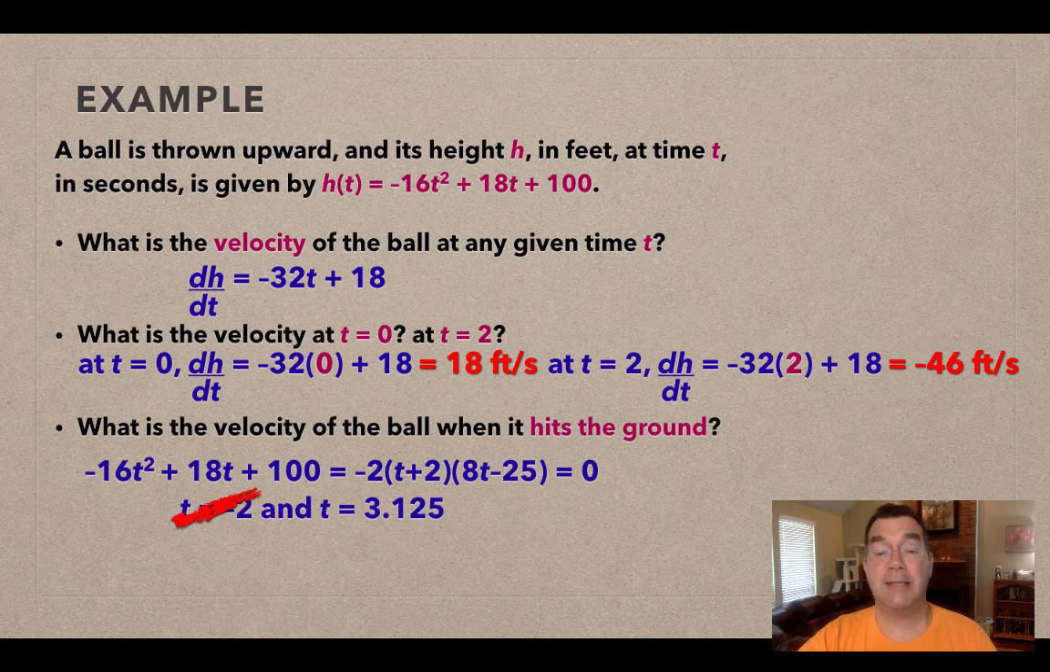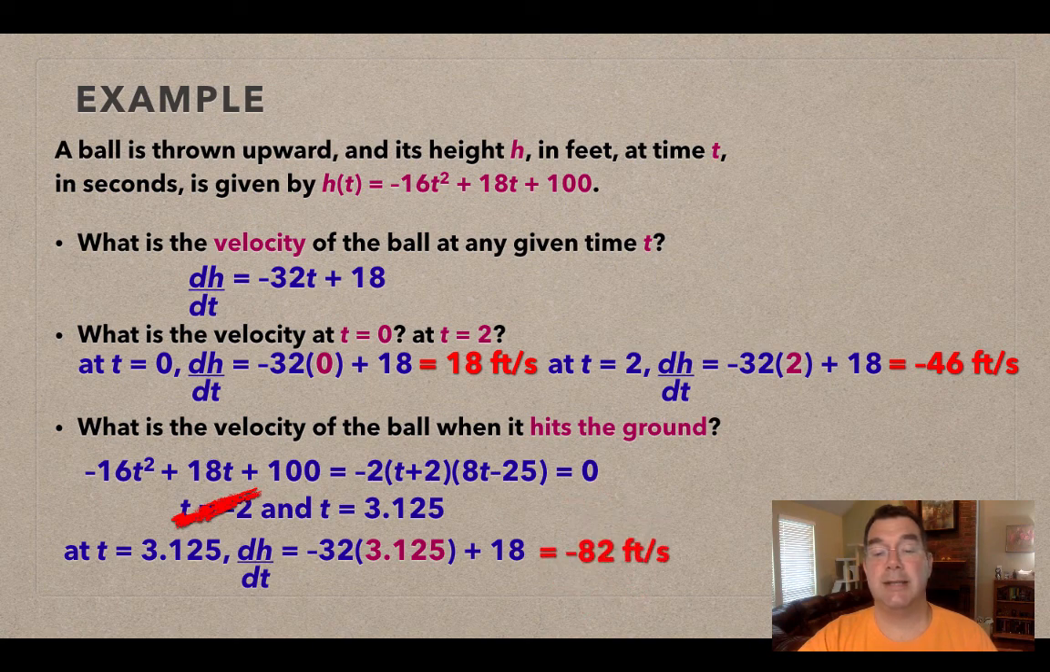And if I plug that into the derivative function, I get negative 32 times 3.125 plus 18, which is negative 82 feet per second. So it was falling down at a speed of 82 feet per second.